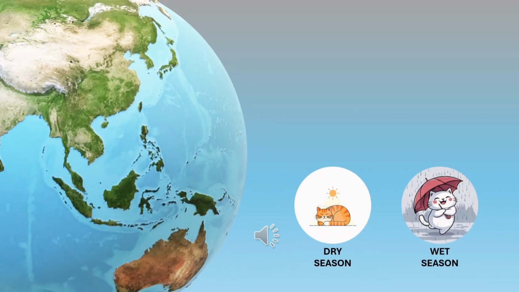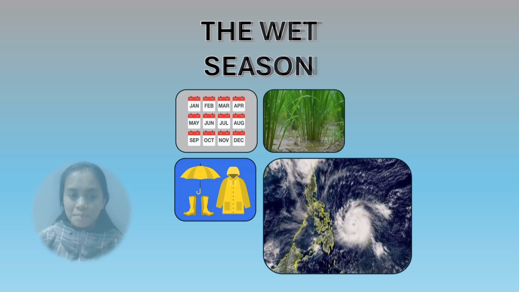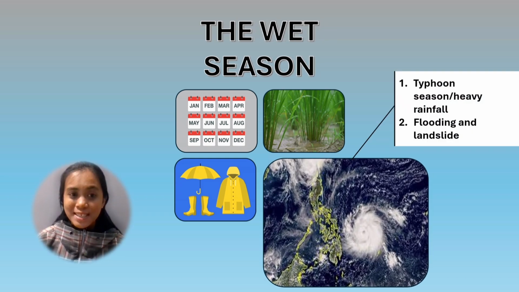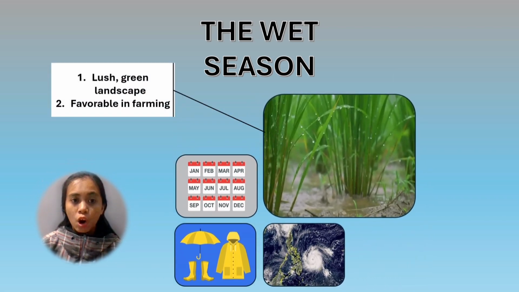Let us now proceed to the wet season. The wet season is when the southeast monsoon or habagat brings clouds and plenty of rain. It's also when we expect typhoons or bagyo to visit the country, so expect flooding and landslides. Our farmers depend on the wet season to plant rice at the start because the crops need lots of water.